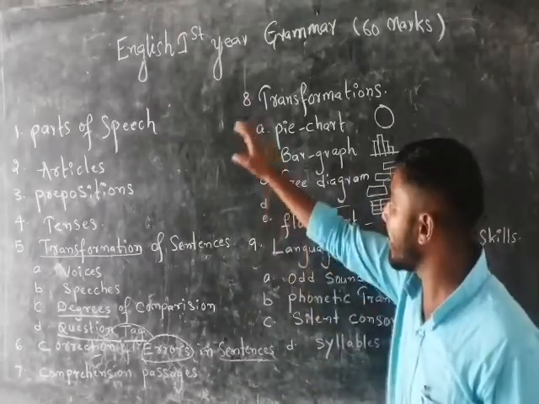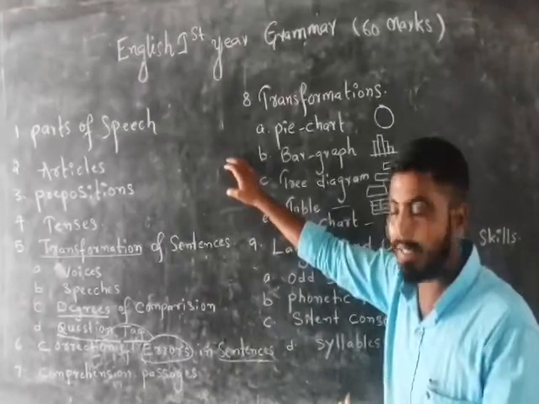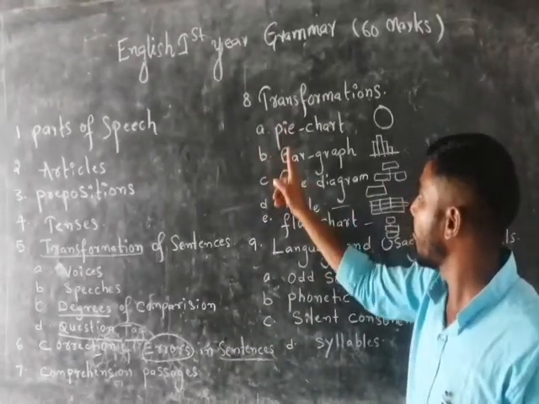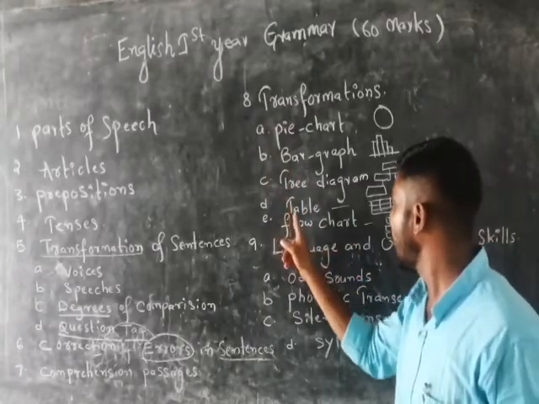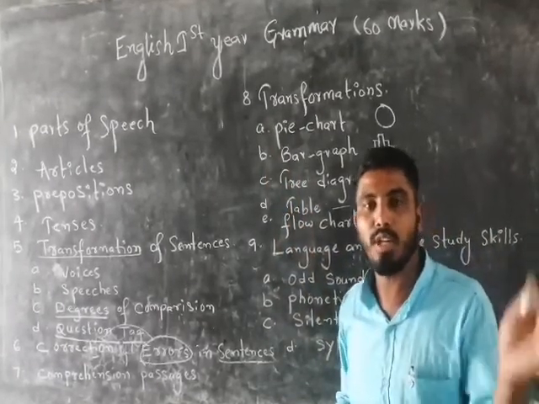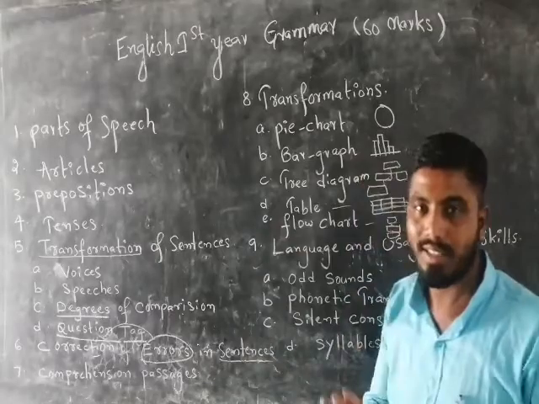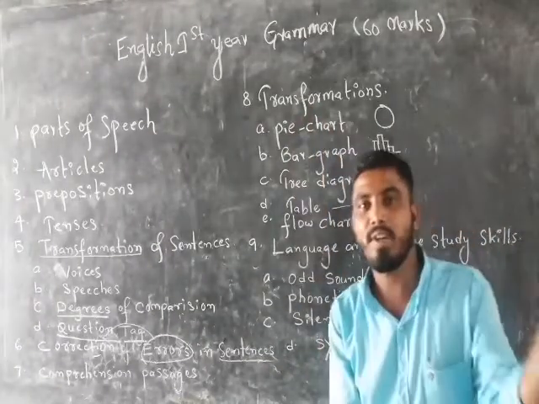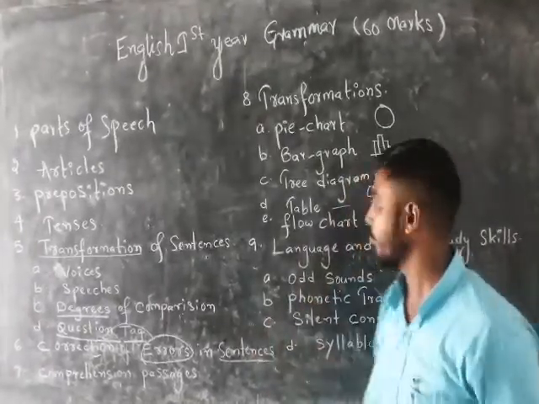If they ask for a paragraph, they mention it clearly. If they ask for a pie chart, bar graph, tree diagram, table, or flow chart, whatever they ask, we need to transform into that. Okay, that is the transformation. Transformation is nothing but changing the information from one form to another.